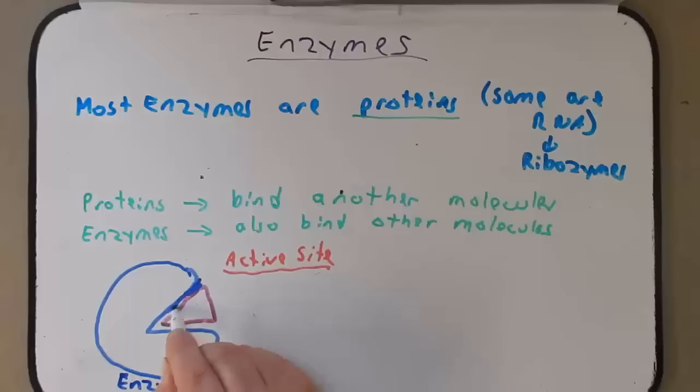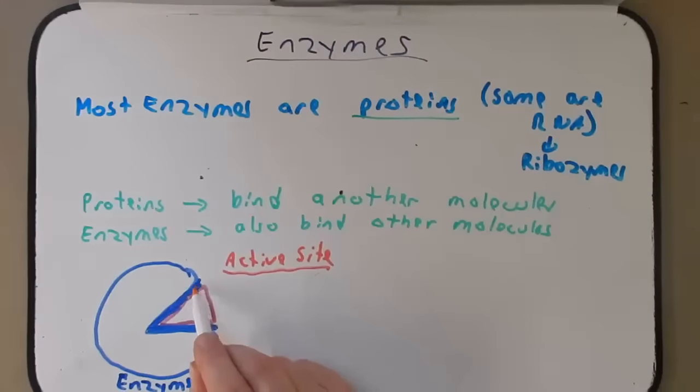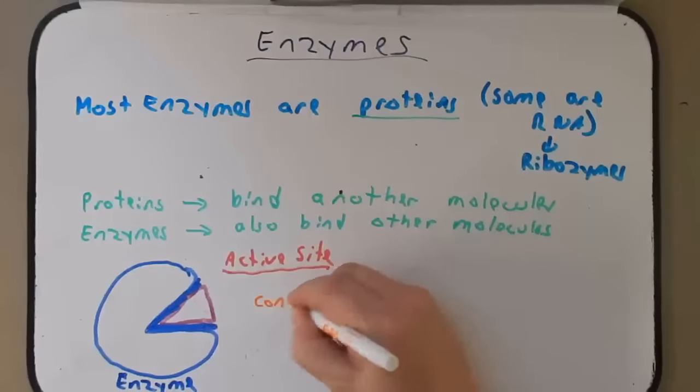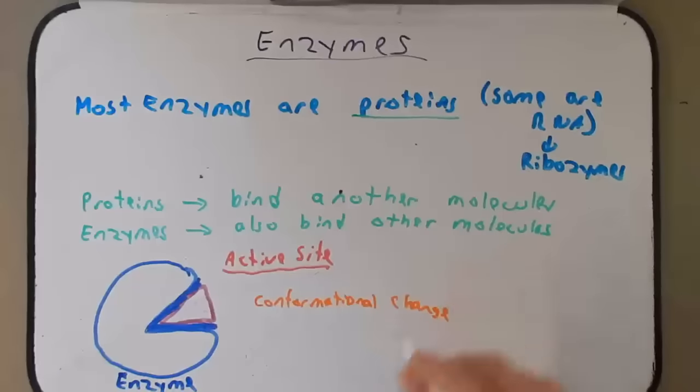So what I'm going to do is I'm just going to kind of fill in these areas here, just to try to demonstrate that once it binds in there, it locks it in there a little bit more securely. So what we call this in general, when an enzyme or any protein changes its shape, we call that a conformational change. It's a word we use a lot when we talk about the function of proteins.